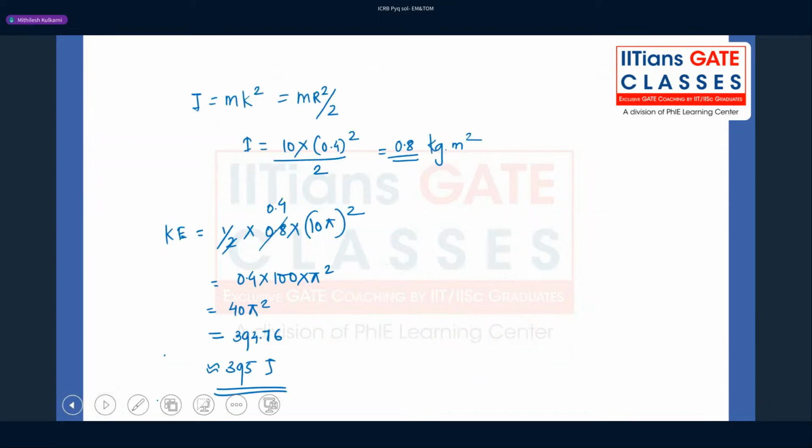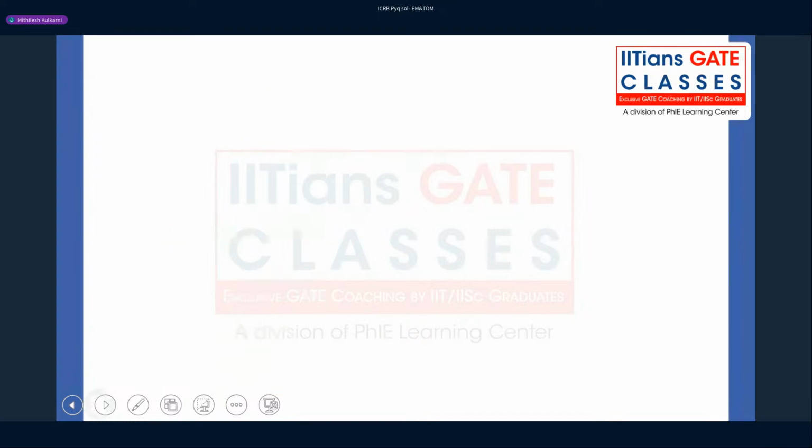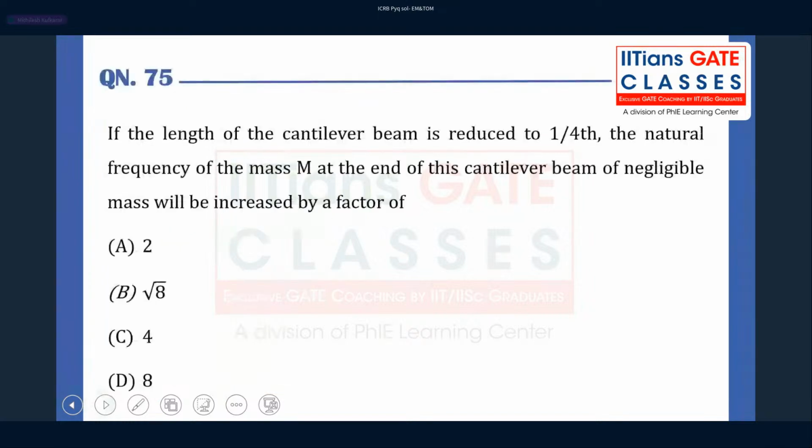Coming towards next question. This is again from the vibrations topic. The length of the cantilever beam is reduced to 1/4. So imagine a cantilever beam which is of length L. The natural frequency of the mass m at the end of the cantilever beam of negligible mass will be increased by a factor. So this is the cantilever beam. Initially we have a length L.